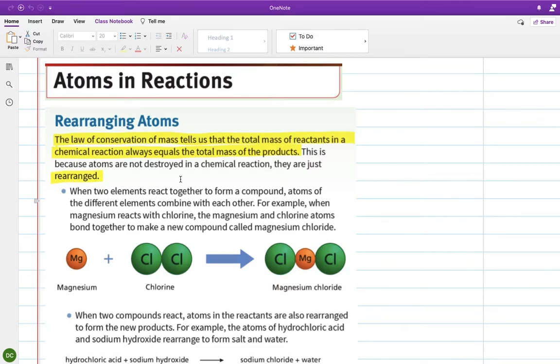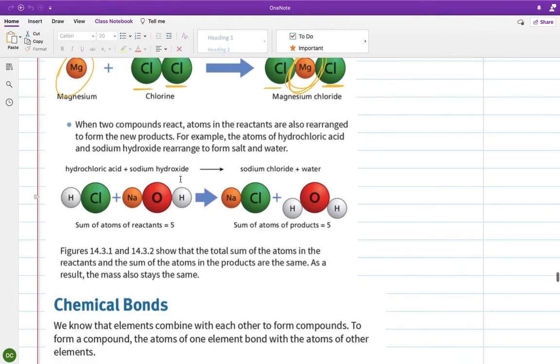On the left hand side here, we have one magnesium atom, and here it is on the right. It's just that on the right, it has now become involved in a bond with the two chlorine atoms. Same thing, we have two chlorine atoms on the left, and we still have two chlorine atoms on the right. Now look at a slightly more complicated one.